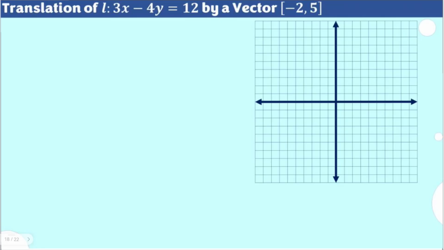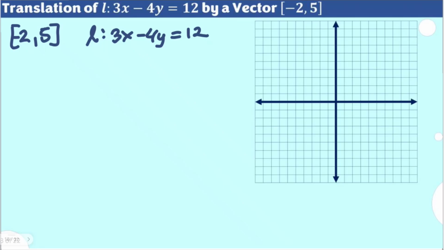We are given a vector of negative 2 and then 5, right? So our equation is 3x minus 4y is equal to 12. So we need to come up with another line equation, which would represent the translation of L along the vector v. In order for us to do that, let's graph first.